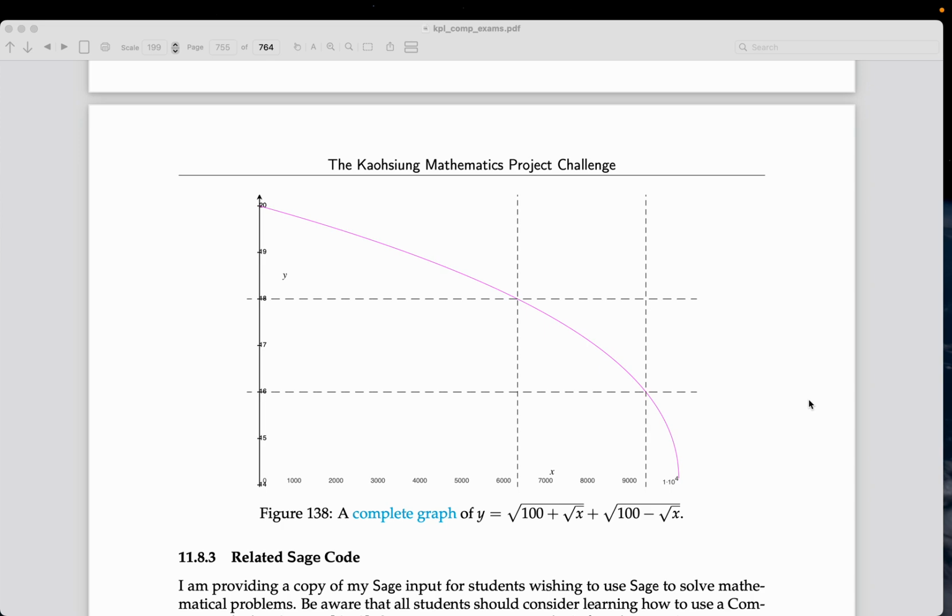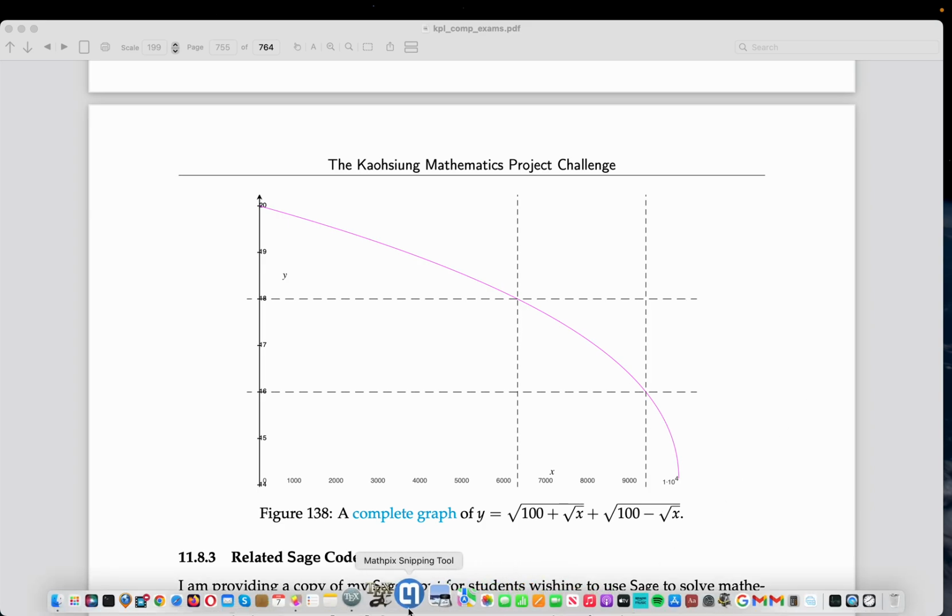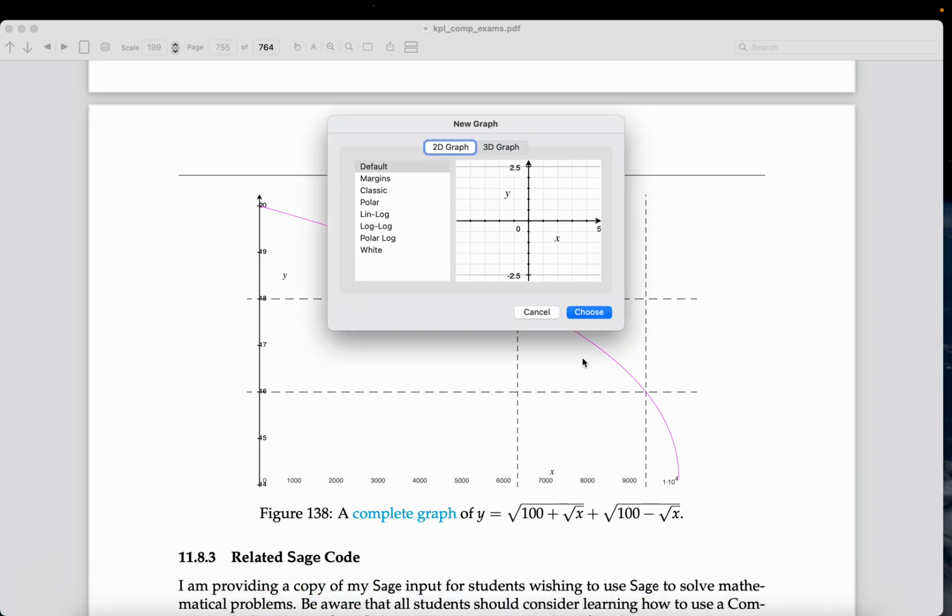Okay, I want to briefly talk about constructing graphs and why they become so confusing to construct. What's nice about having technology, though, is that it allows me to construct graphs without doing too much work. All right. So what I'm going to do is open up an application called Grapher, and I'm going to say default 2D graph.